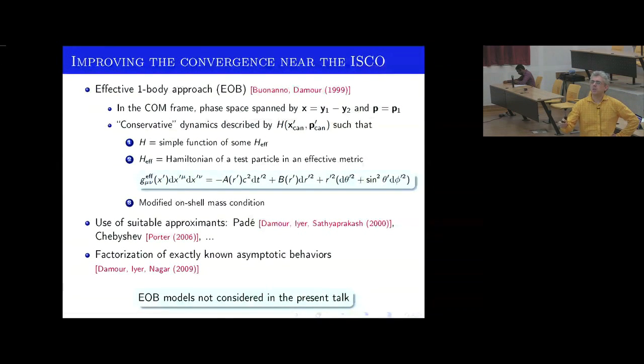The usual on-shell mass condition that p squared is equal to minus the reduced mass squared has to be a little bit modified, but essentially this is the scheme. And this is, of course, supplemented by a lot of things, but I have no time to go to details.